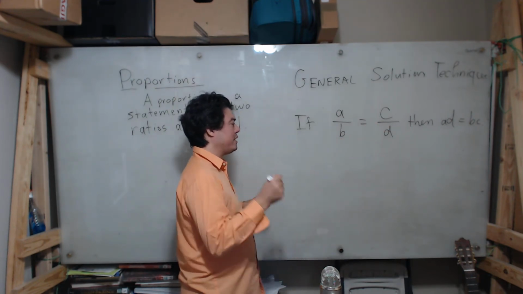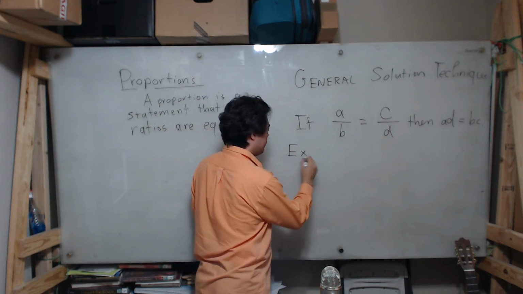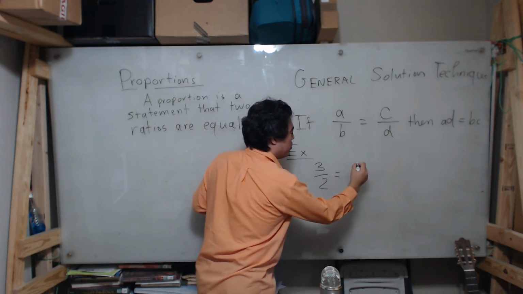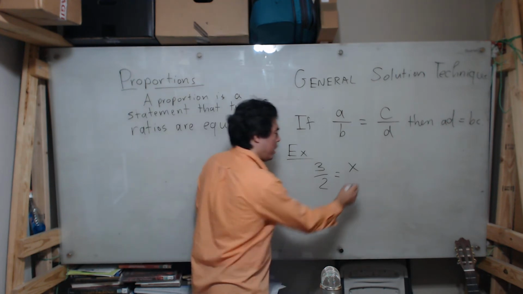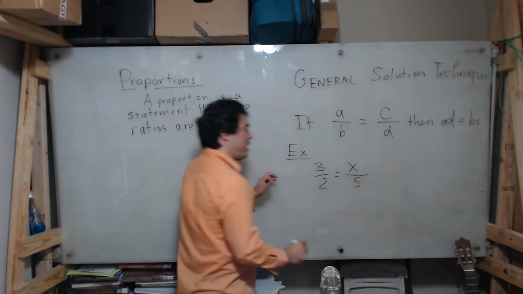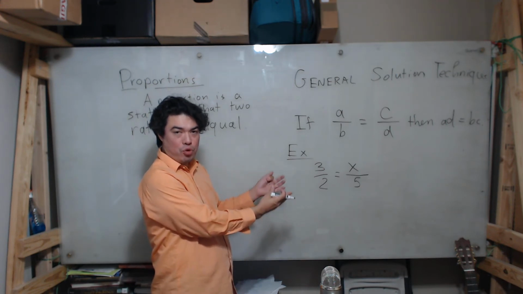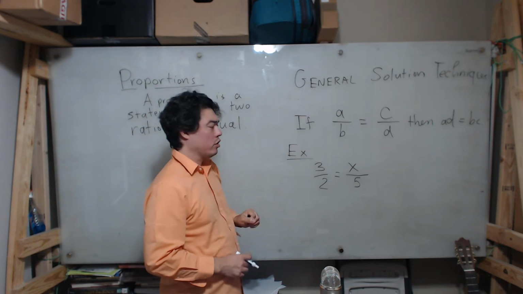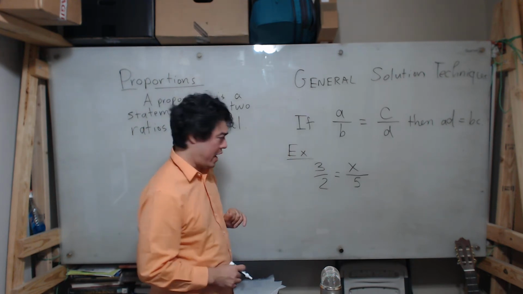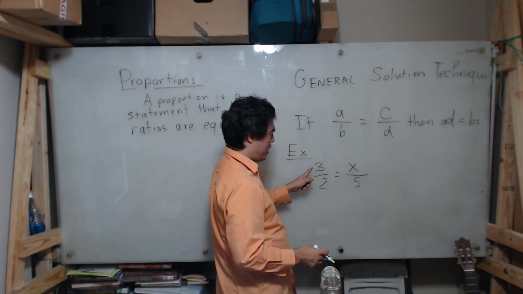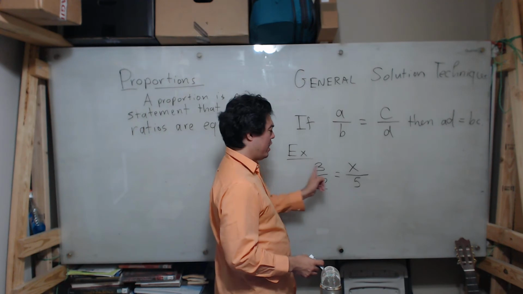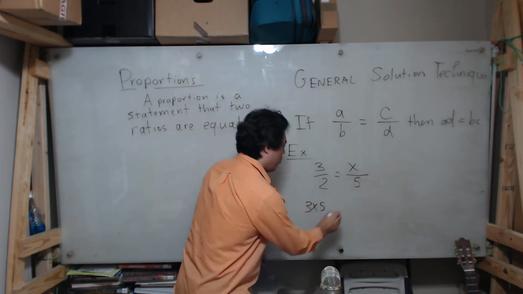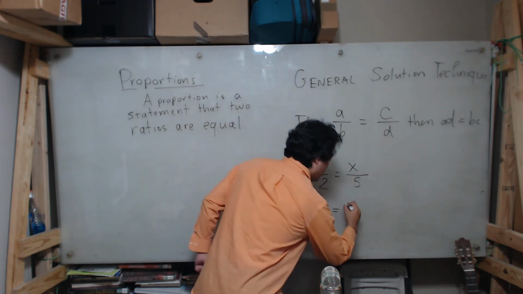So I'm going to do a simple example here. Let's say that 3 over 2 equals some number that we don't know but we want to know, x, divided by 5. So if this was the setup from a proportion problem, we could use this fact to solve this proportion for x. What would we do? Well, if a over b equals c over d, then AD, so 3 times 5, would equal 2 times x, which we're going to write as 2x.